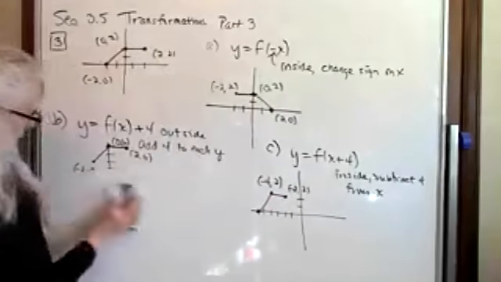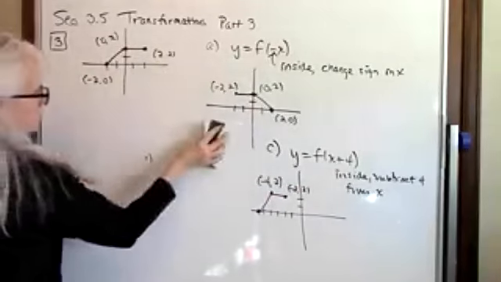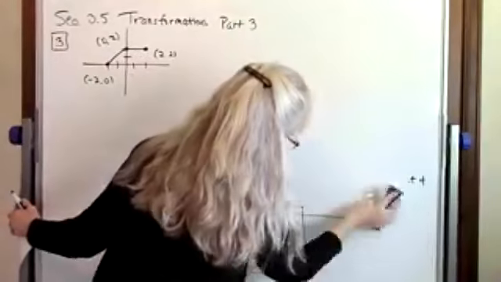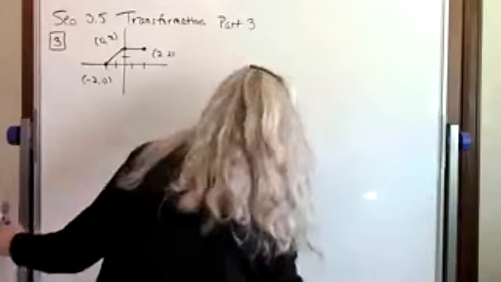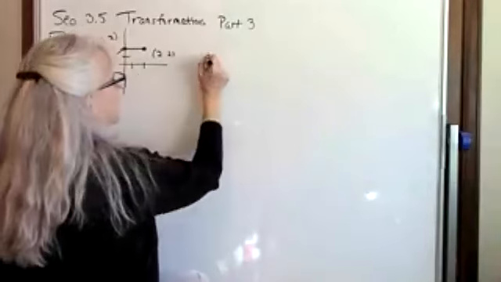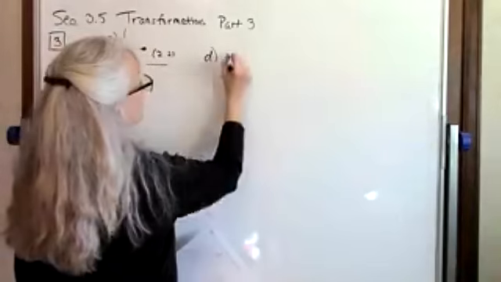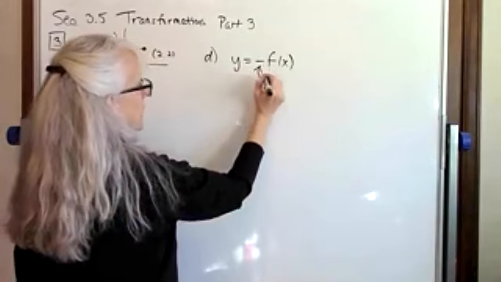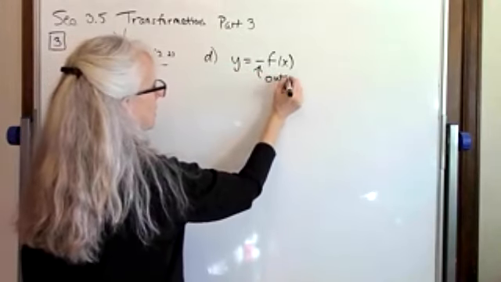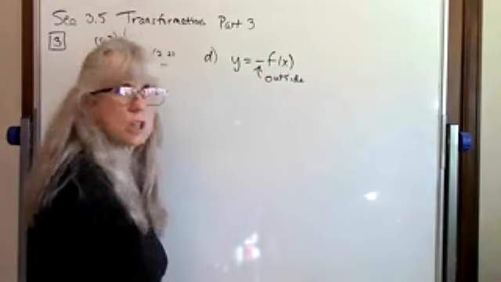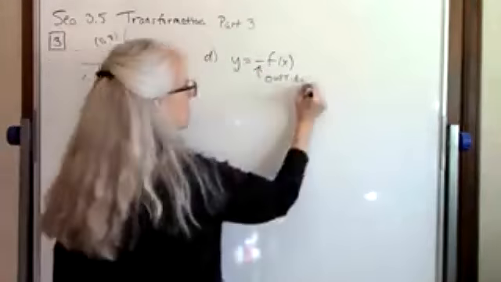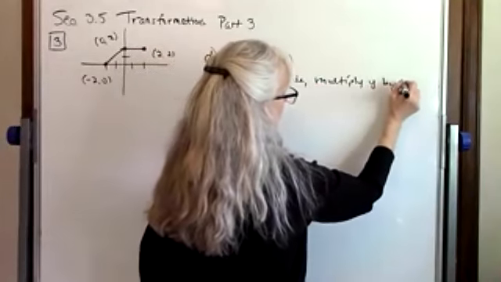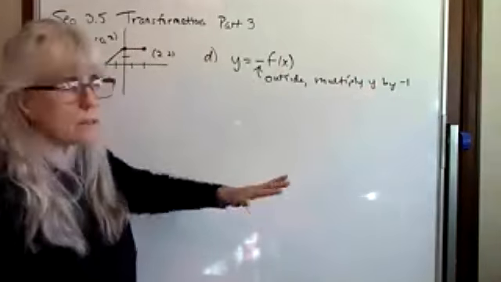There's one more part to this problem. That's part D. Part D says we're going to do y equals negative f of x. So to analyze it again, this is outside. And we know if it's outside, it's changing things in the y direction. So we're going to come in and multiply each y by negative 1. And that's going to do a reflection.